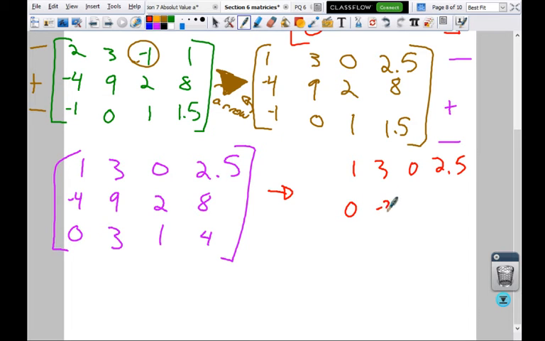So 0, -3, -1, 0, 3, 1, 4. All right, so I'm gonna get a new top row. 1. Oh no, wait, that didn't help either.